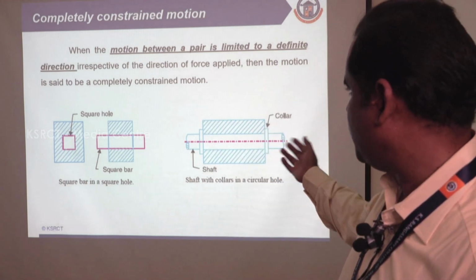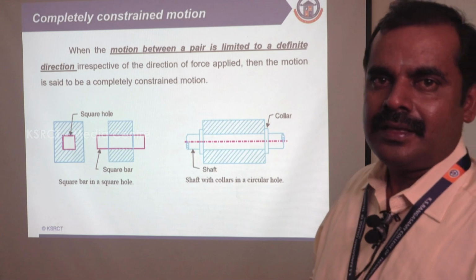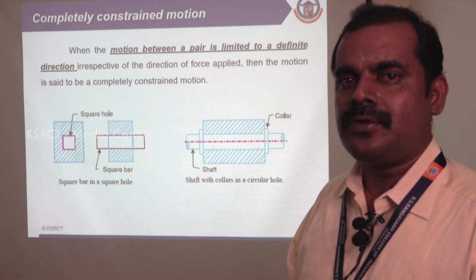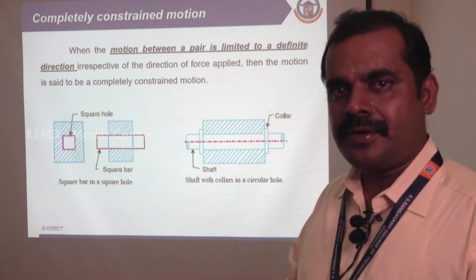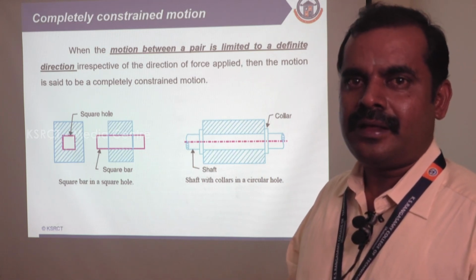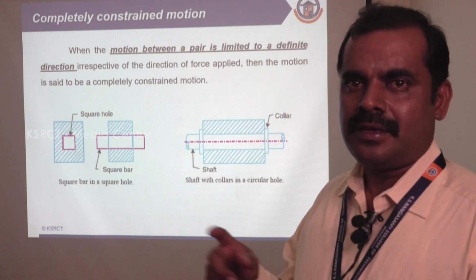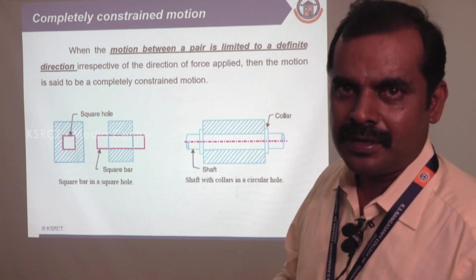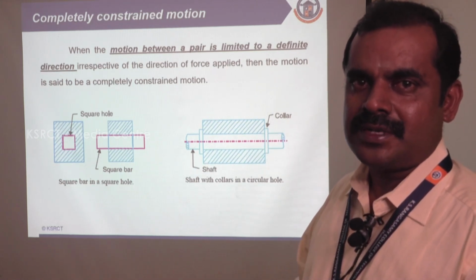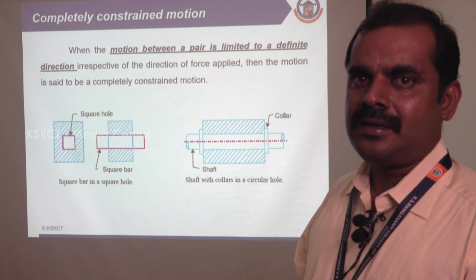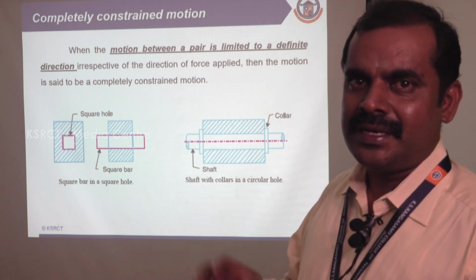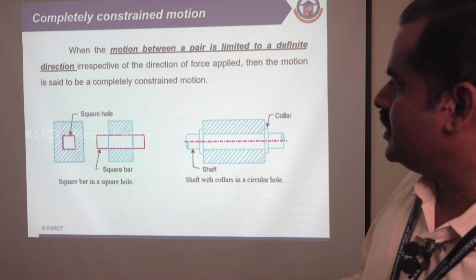Similarly, if you take another example where we have a shaft in a collar, the shaft has a circular cross section. If you insert a circular cross section in a circular hole, it will have 2 degrees of freedom. For example, it can rotate and it can slide inside the hole. So we have to avoid 1 degree of freedom, which is the sliding motion. So for that I am going to put collars on both sides. So it will arrest the sliding motion of the shaft inside the circular hole. So this is how we are converting the larger number of degrees of freedom into a single degree of freedom. So that is called completely constrained motion.